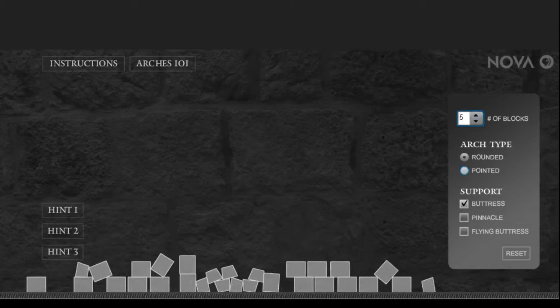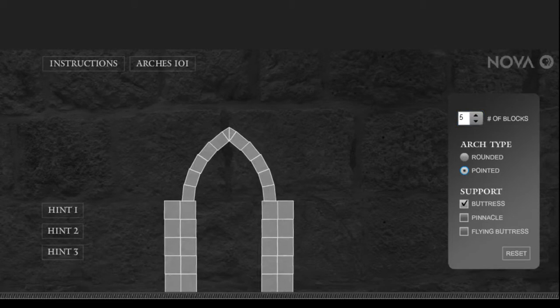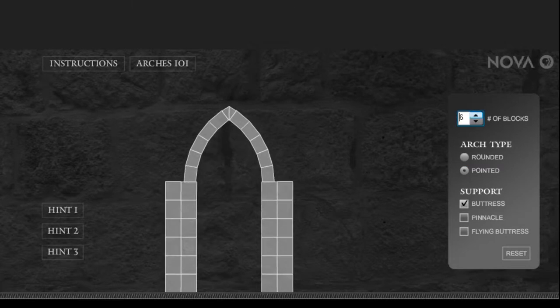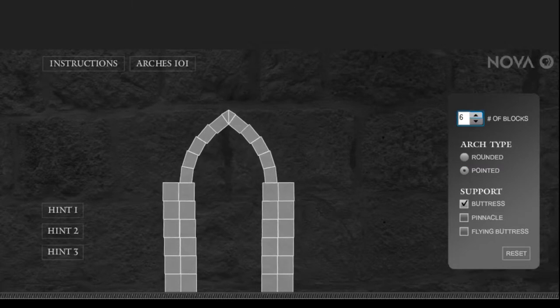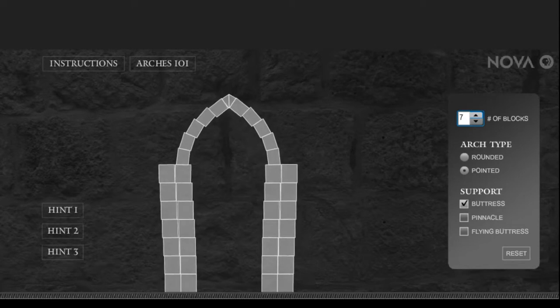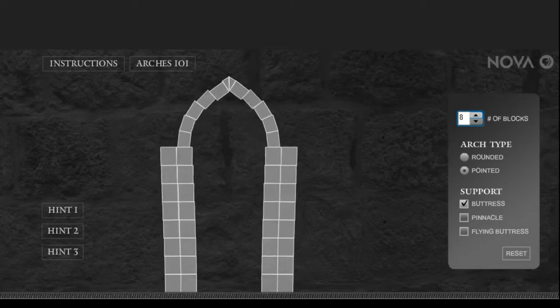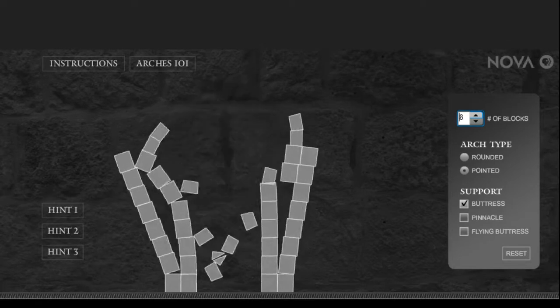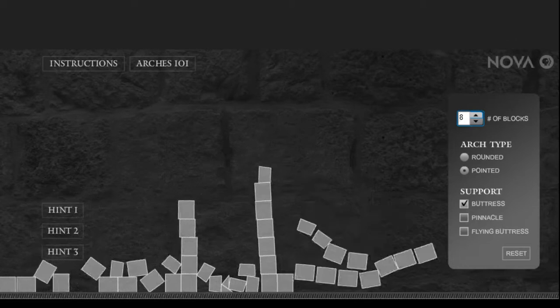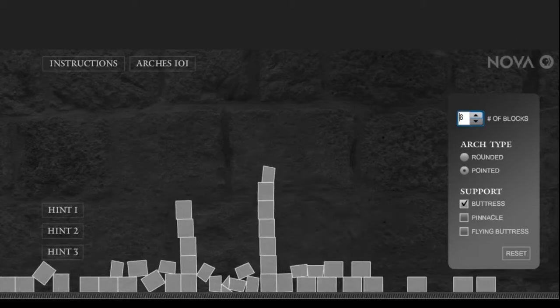Now you remember the pointed arch, which was a little more stable. So here's the pointed arch with 5 layers, and it can still stand. If we go up to 6 layers, though, you can see it starts to get a little wobbly. And 7 layers of blocks, oh, it is just so ready to fall. The 8th layer, it finally goes. So the buttresses are giving it more stability.